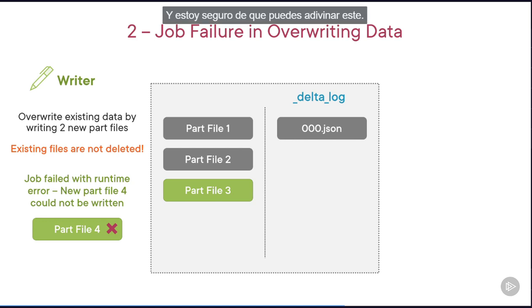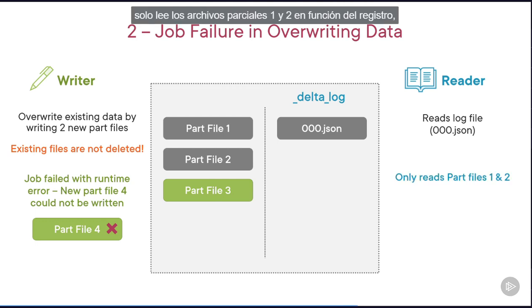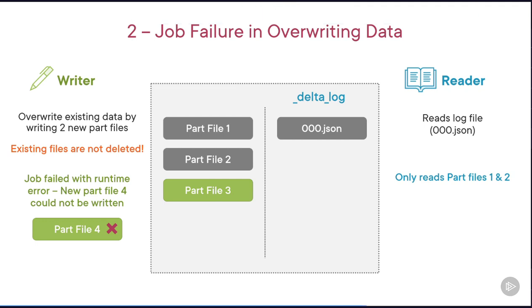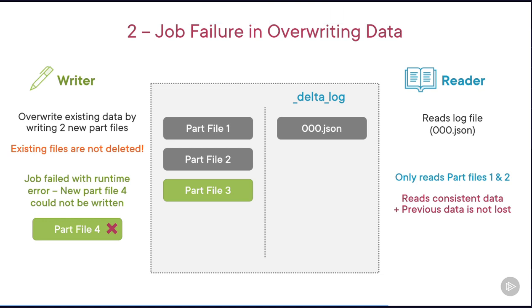And I'm sure you can guess this one. If a reader wants to read data, it only reads part files 1 and 2 based on the log, right? So the reader is not just able to read consistent data, even the previous data is not lost. This is how Delta Lake provides durability.